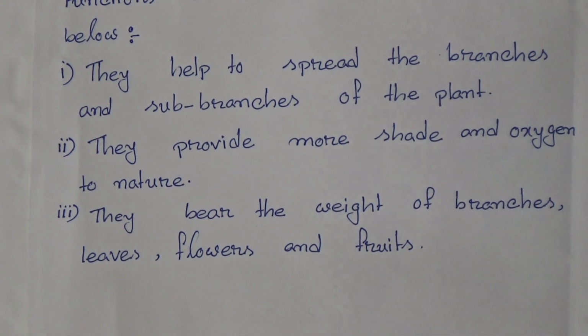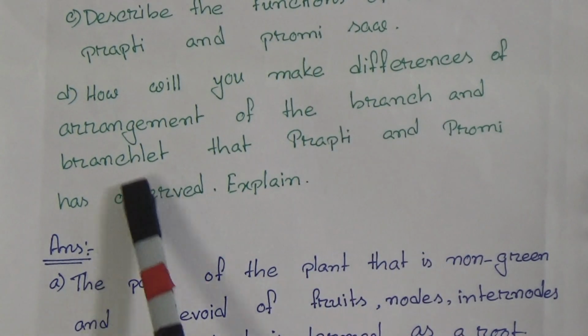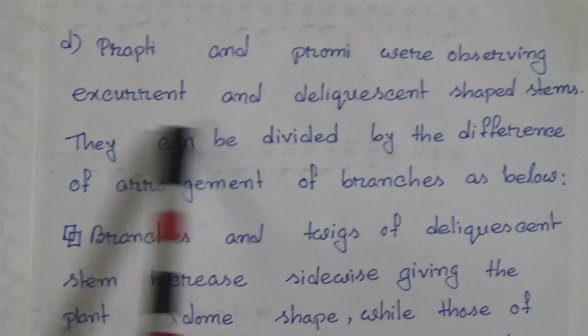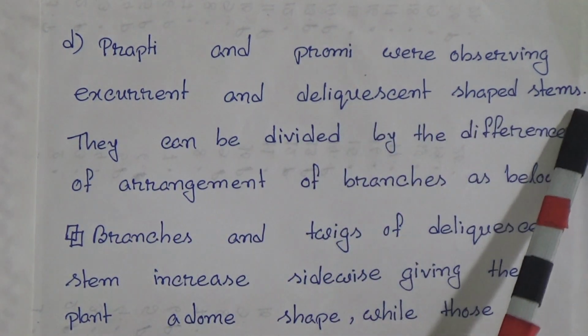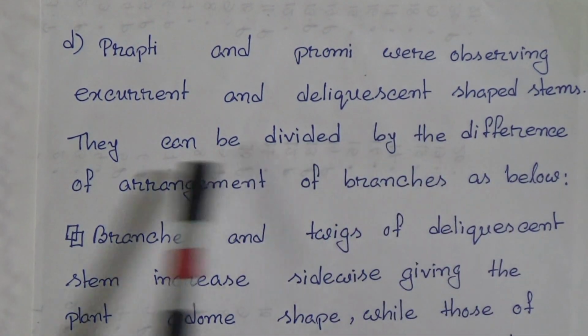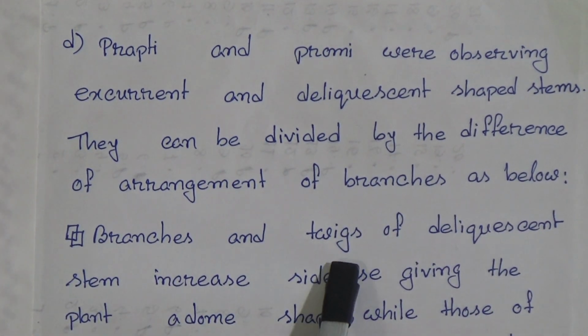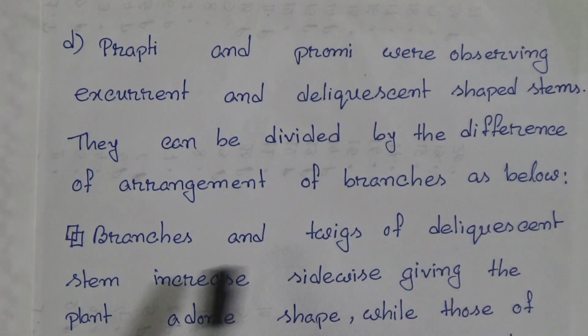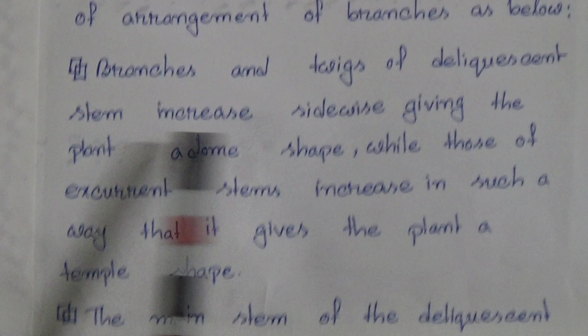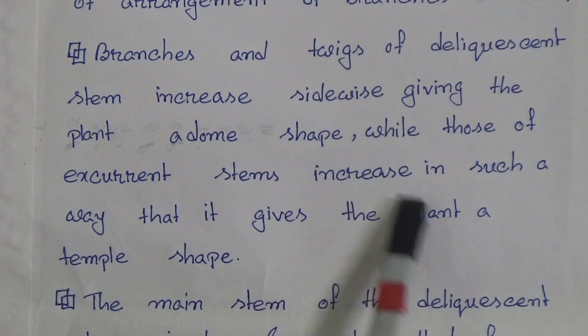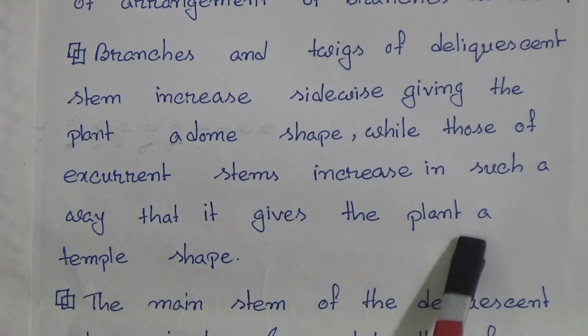Now question answer D. How will you make differences of arrangement of the branch and branchlet that Prapti and Promi have observed? Explain. Prapti and Promi were observing excurrent and deliquescent shaped stems. They can be divided by the differences of arrangement of branches as below. Branches and twigs of deliquescent stems increase sidewise, giving the plant a dome shape, while those of excurrent stems increase in such a way that it gives the plant a temple shape.